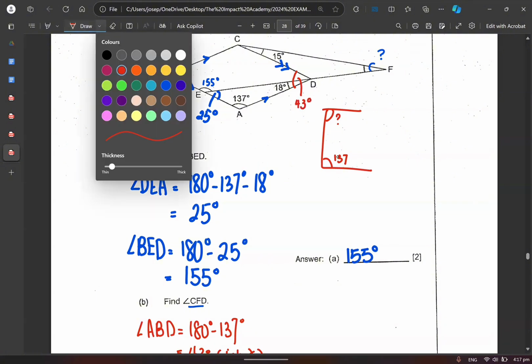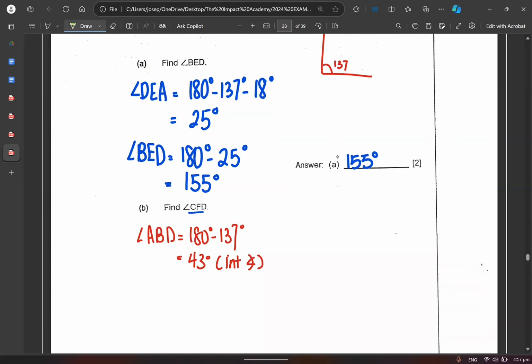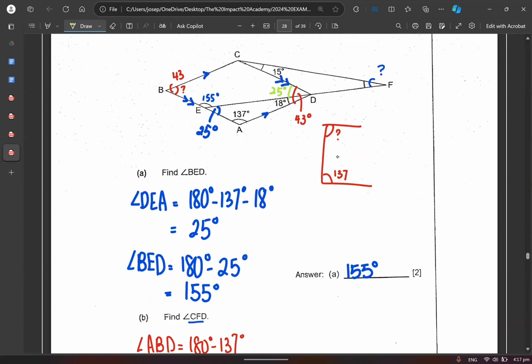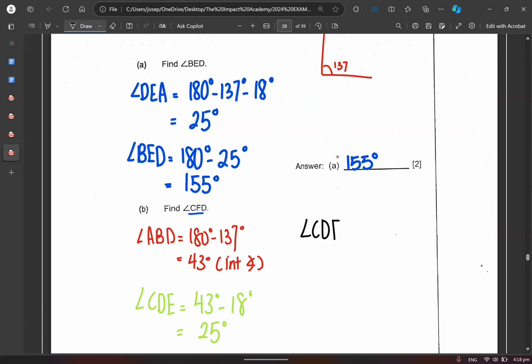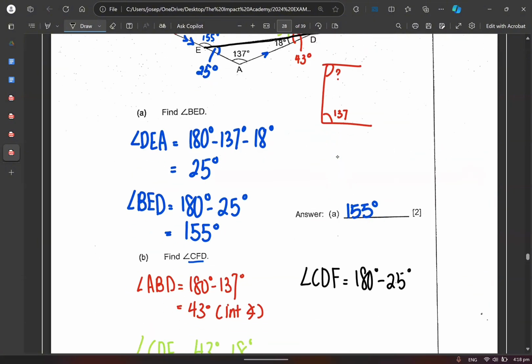I can actually find out this small little part first, which is angle CDE. So I will just find angle CDE. I will just have to do 43 degrees minus 18 degrees. When I do 43 minus 18, I get 25 degrees. I want to note down that this is 25 degrees. Remember just now they said that this is a straight line. Because this is a straight line, we can find this part over here, which is angle CDF. Is that what they're asking us to find? Not really, but we are getting really close. So 180 minus 25 degrees, I'll get an answer of 155 degrees.